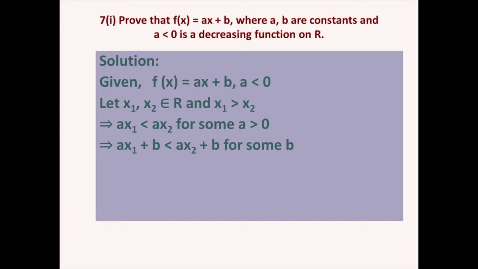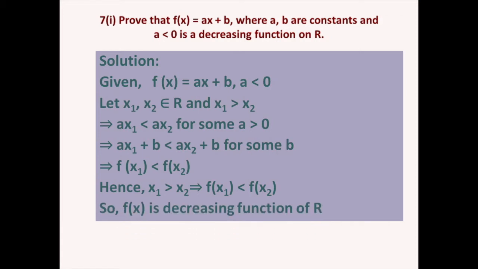So therefore ax1 plus b will also be less than ax2 plus b for some value of b, which implies my f(x1) will be less than f(x2). That means I've come to the conclusion that for every x1 being greater than x2 implies f(x1) is less than f(x2), which means my f(x) has been proved to be a decreasing function on R over here.